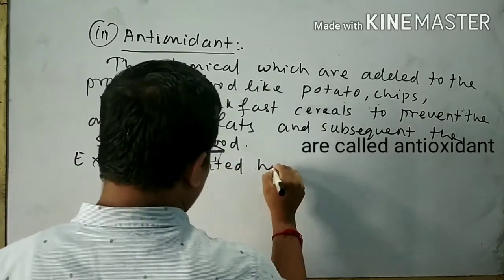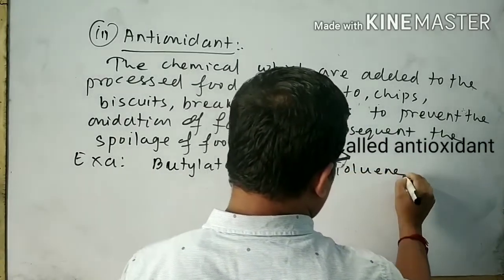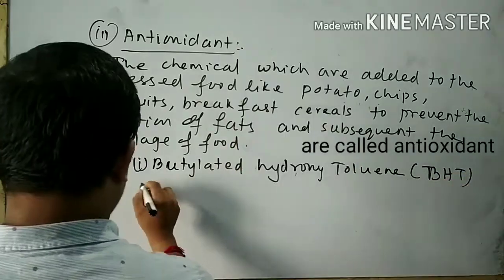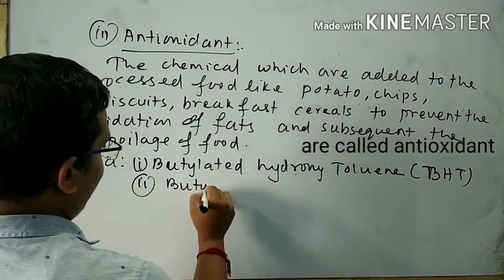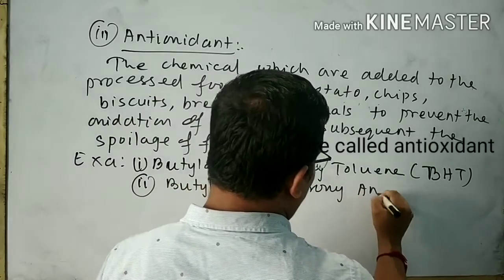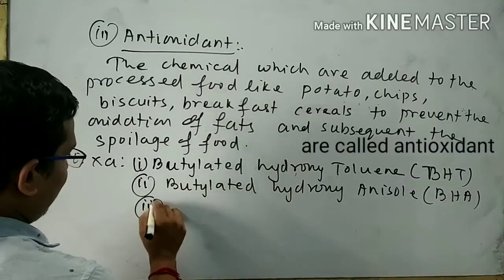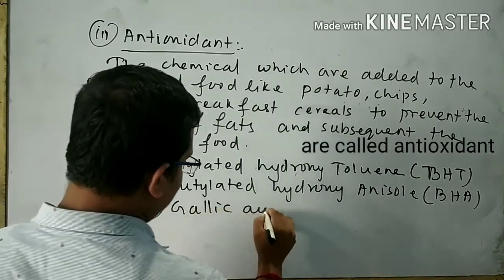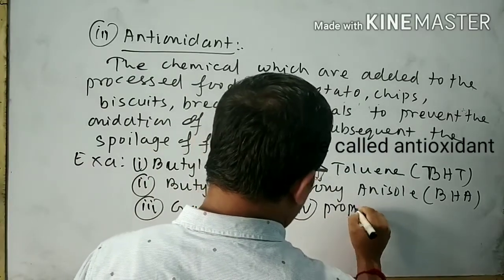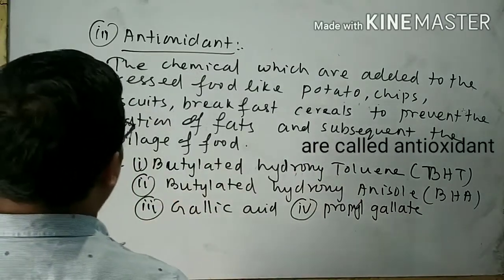Some examples of antioxidant are butylated hydroxytoluene, shortly represented as BHT. Next is your butylated hydroxyanisole, shortly represented as BHA. Next is your gallic acid. Next is your propyl gallate. These are the examples of antioxidant.